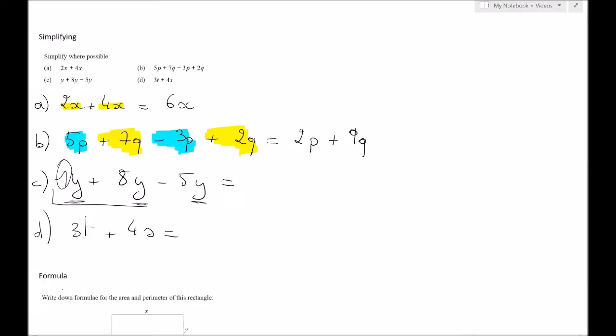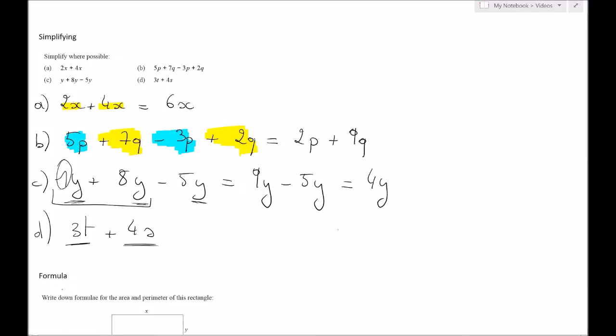I'm going to use BODMAS. 1 plus 8 is 9. I'm going to go from left to right. 9y minus 5y, that will make 4y. And I simplified the expression. Then the last one, 3t plus 4s. As you can see, these two terms have no combination that's the same, so you can't simplify it any further. So 3t plus 4s just stays the same.